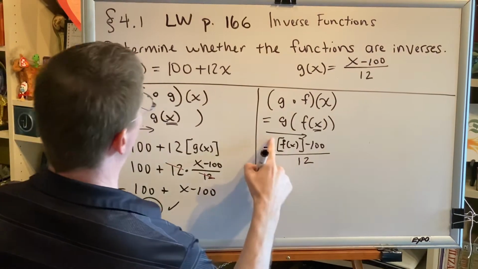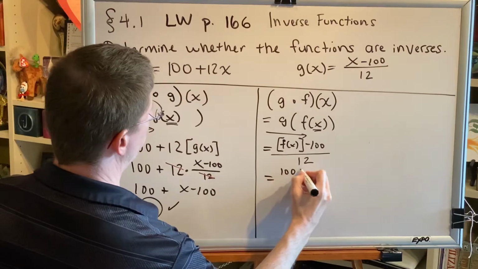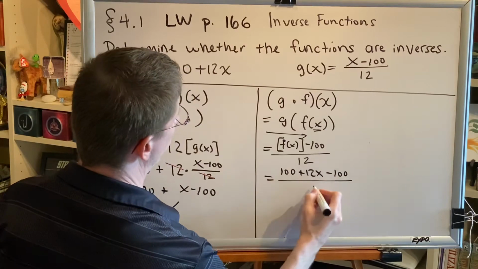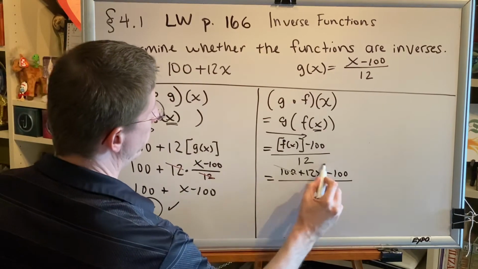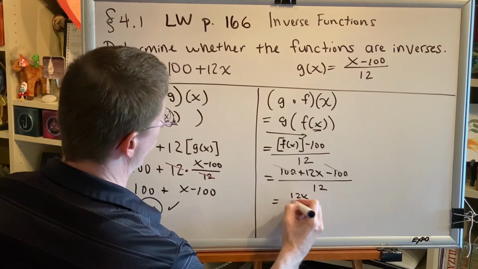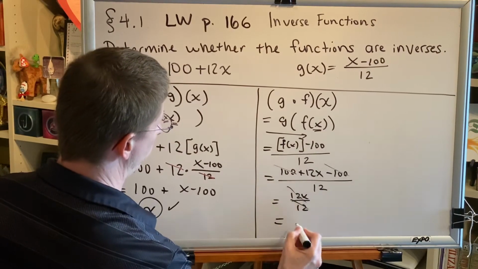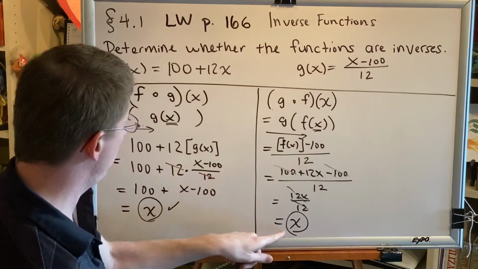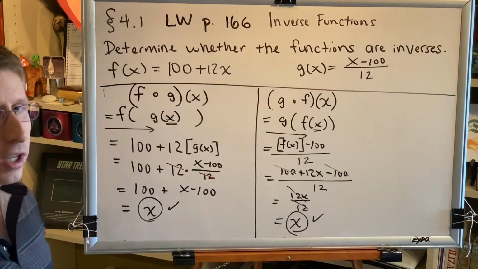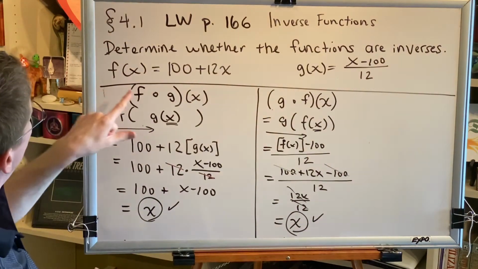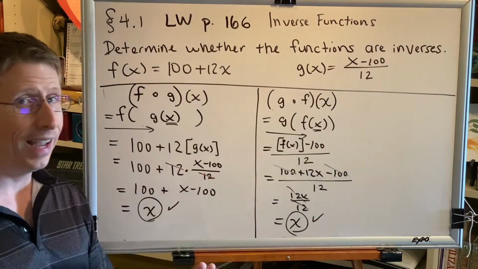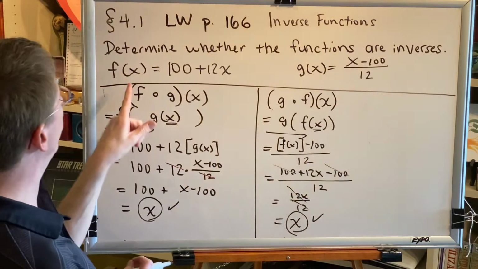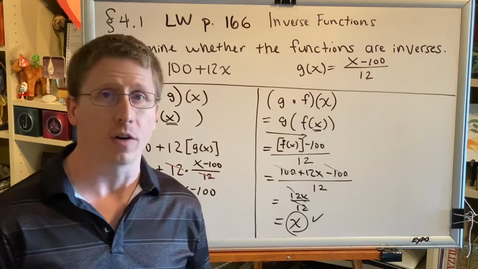Now substitute. We know that f of x is equal to 100 plus 12x. So we get 100 plus 12x minus 100 over 12. The hundreds cancel, which gives us 12x over 12. The 12s cancel, which gives us x. So g composed with f of x equals x. Now we can draw our conclusion. Because f composed with g of x equals x, and g composed with f of x equals x, therefore we may conclude that f of x and g of x are inverses of each other.